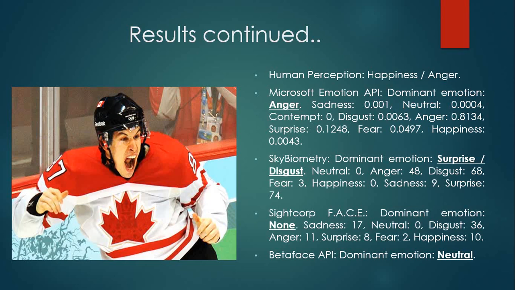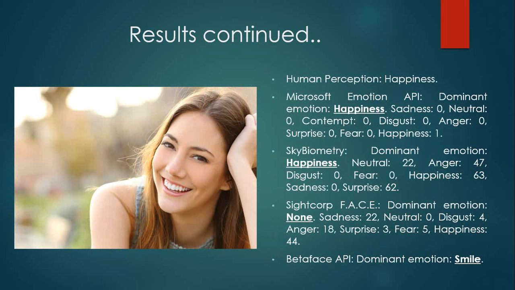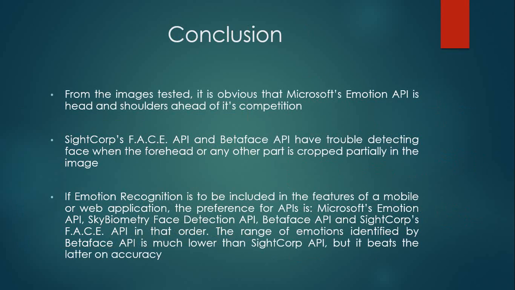So the predictions obtained from the APIs vary a lot in such images, and the Microsoft API still got it pretty accurate, as it predicted that the player is angry in the picture. The other APIs did not do as well. This is the same image that was demonstrated earlier. So from the images tested, it is obvious that Microsoft's emotion API is way ahead of its competition.